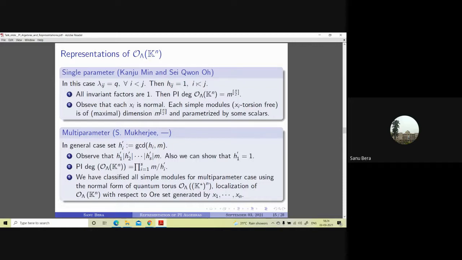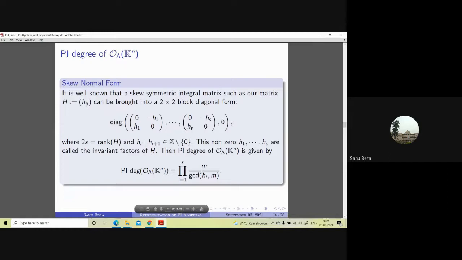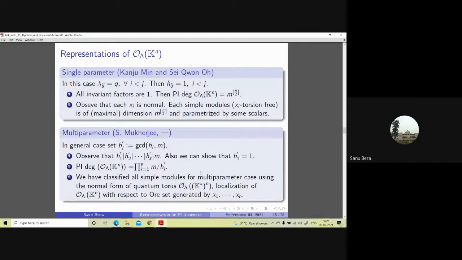And all invariant factors are 1, which we can compute easily using suitable elementary row and column operations. As all invariant factors are 1 and the rank is also known, using this result we can say that m to the power floor of n by 2 will be the PI degree, because 2 times floor of n by 2 is exactly the rank of that matrix H. Floor of n by 2 is just the greatest integer less than or equal to n by 2.